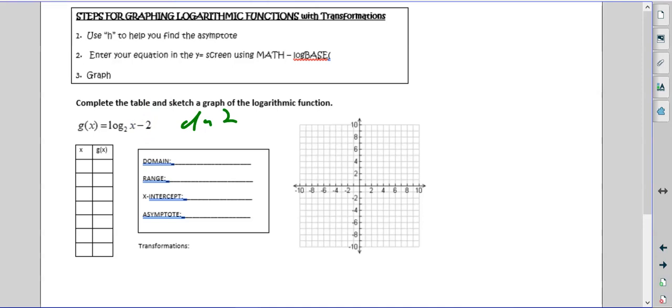So I put this in my calculator using log base. I have 1, negative 2. I have 2, negative 1, 4, 0, 8, 1. Okay, so 1, negative 2, 2, negative 1, 4, 0, my x-intercept, and 8, 1.